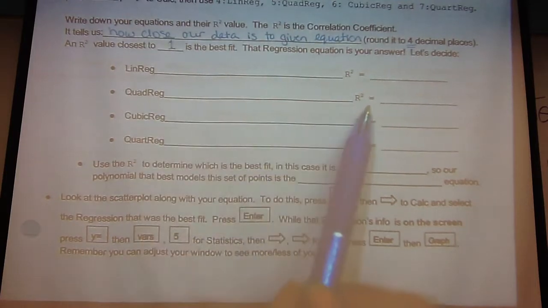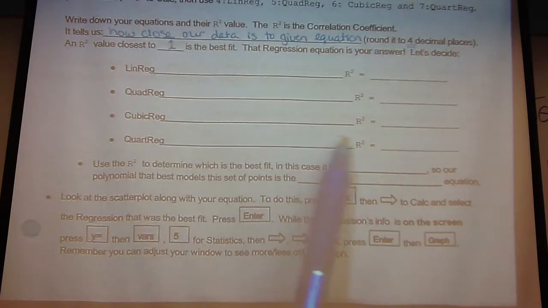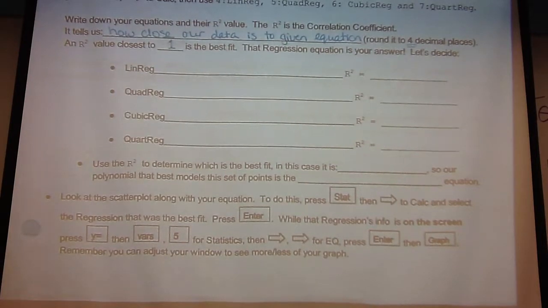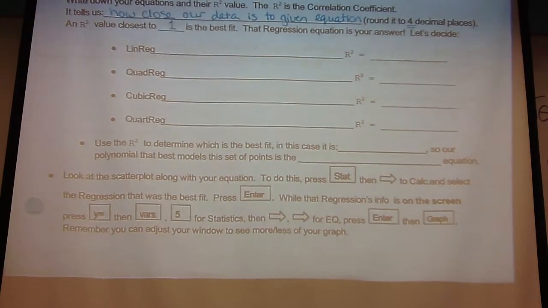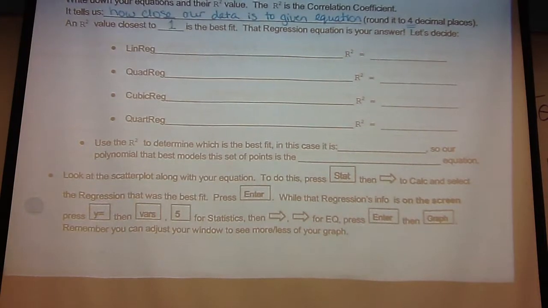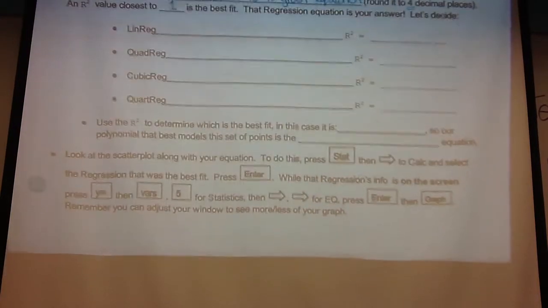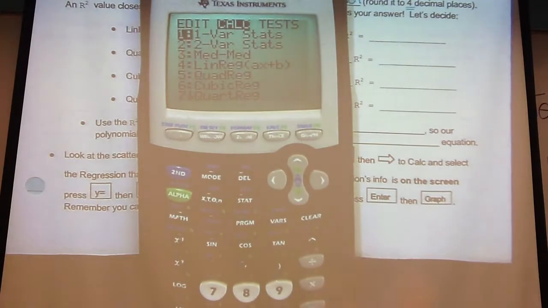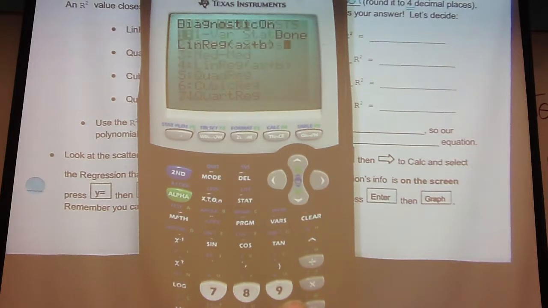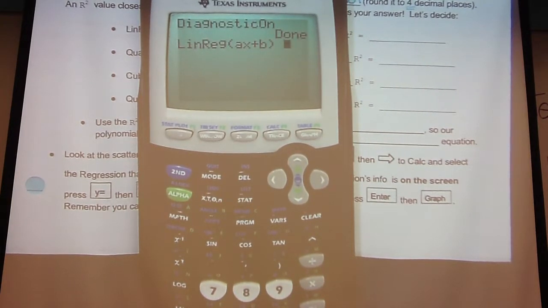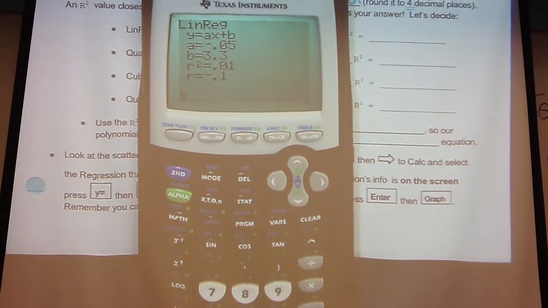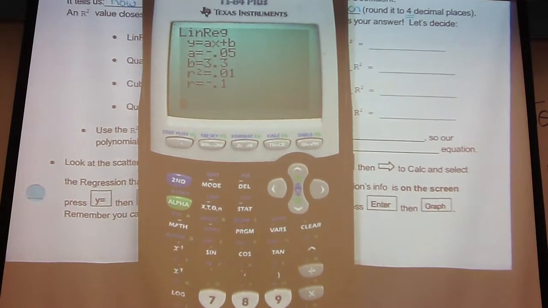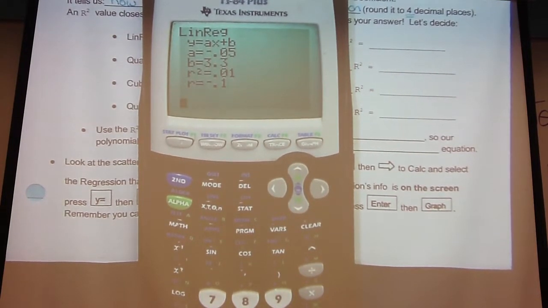So if quad reg is closest to 1, then it's the answer. If cubic reg is closest to 1, then it's the answer. So unfortunately you have to check all 4 and look at your R squared value to tell you which one's the answer. So you ready? Grab your calculators, press stat, arrow 1 over to calc, and can we just go in order? Okay, so we will press number 4 for linreg. Then how do we make the calculator actually do it? Enter. Then what shows up is all of this data.